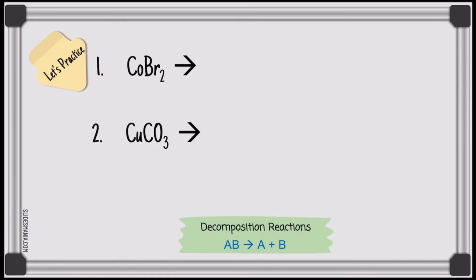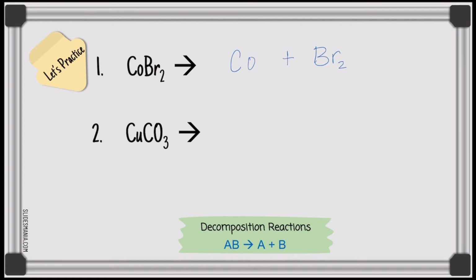Let's practice predicting the products for these two decomposition reactions. Cobalt(II) bromide can decompose to form cobalt plus bromine. Remember, bromine is diatomic, so it will have a subscript of 2 on the product side. Because of that, this reaction is balanced and we don't need to add any additional coefficients.